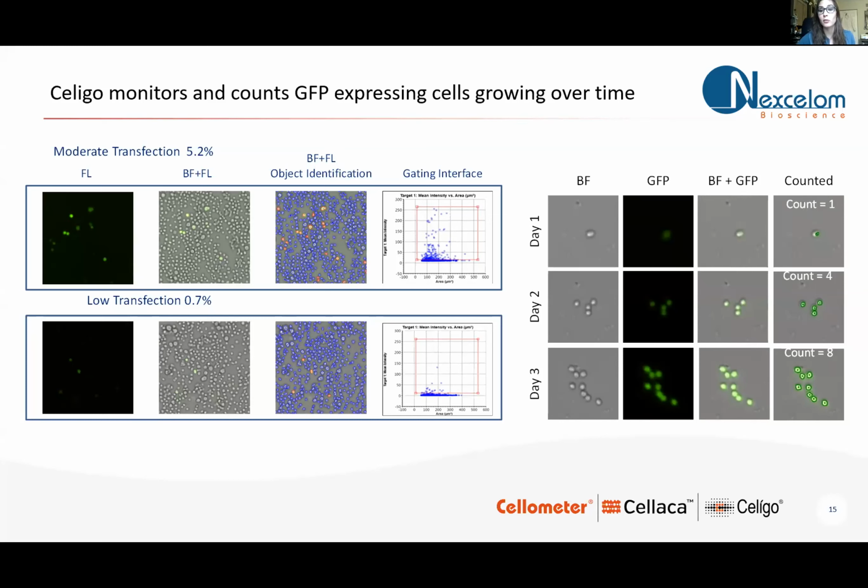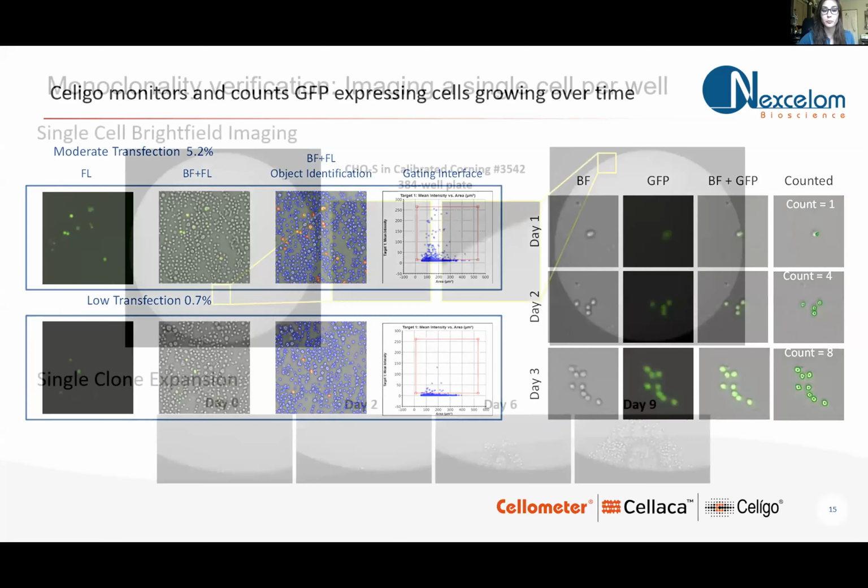So this was a single cell sorting experiment where you have your bright field with your GFP image. You can verify that that is in fact being counted as a single object of interest. And then you can monitor expansion of that cell over time. So by day 2, you have 4 cells, and by day 3, you have 8 cells, and so on and so forth. So this enables you to monitor this without having to wait several weeks for your colony to grow.